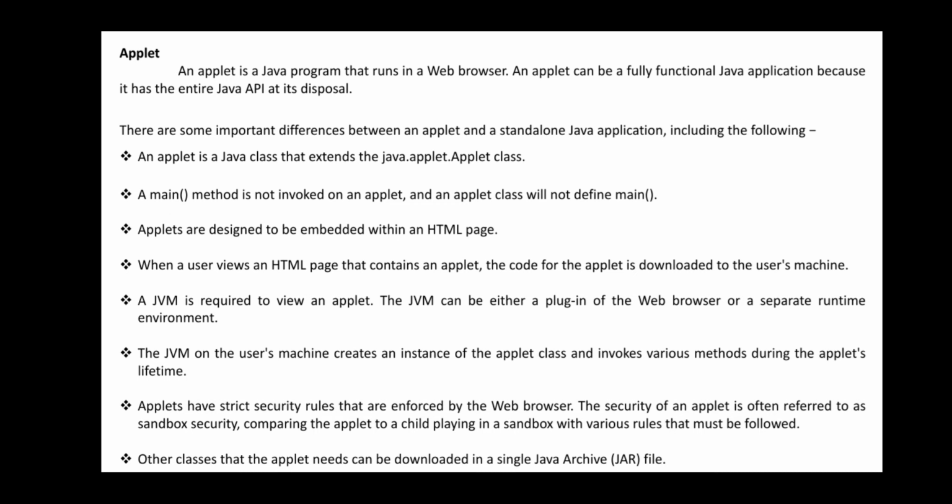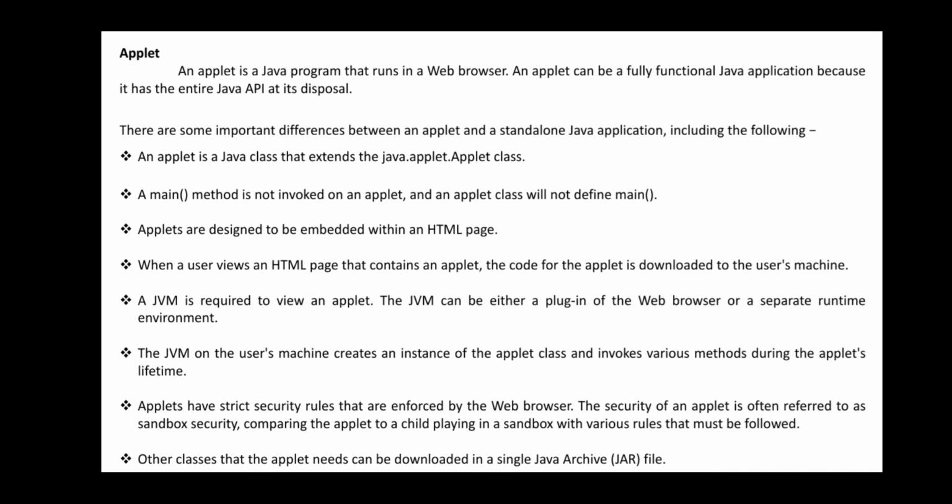A JVM is required to view an applet, at 100%. In a normal application also you need the JVM, as well as here also you need the JVM, because it is going to convert. The JVM can be either a plugin of a web browser or a separate runtime environment, either a JRE or a plugin. Plugin means it is going to switch from one end to the other end. We can call it plugins.